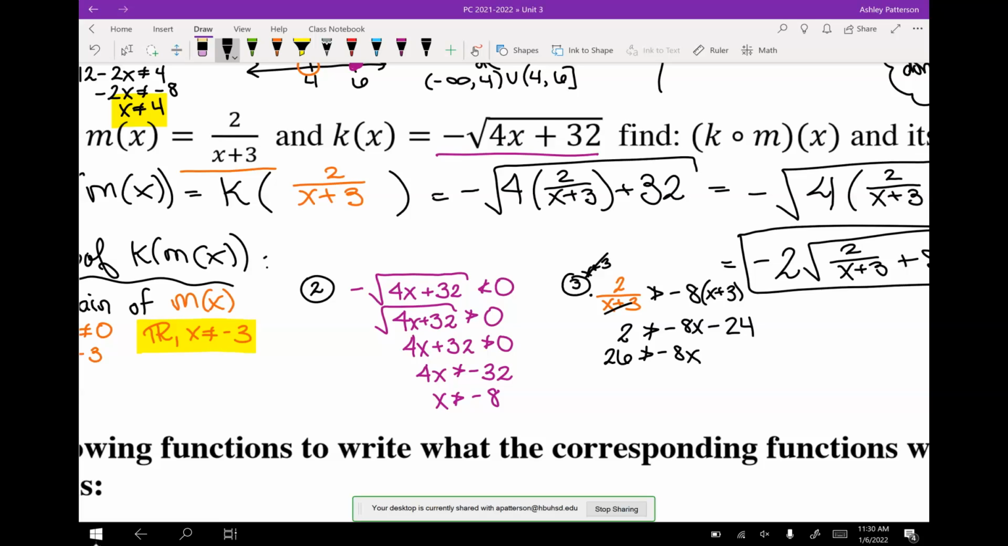But again, I really don't like having x on the right-hand side, so let's flip everything so that negative 8x cannot be less than 26. Dividing by negative 8, what do we need to remember to do? Excellent, everyone, yes. So x cannot be greater than negative 26 over 8, which reduces to negative 13/4, which is what in decimal? Yes, negative 3.25.